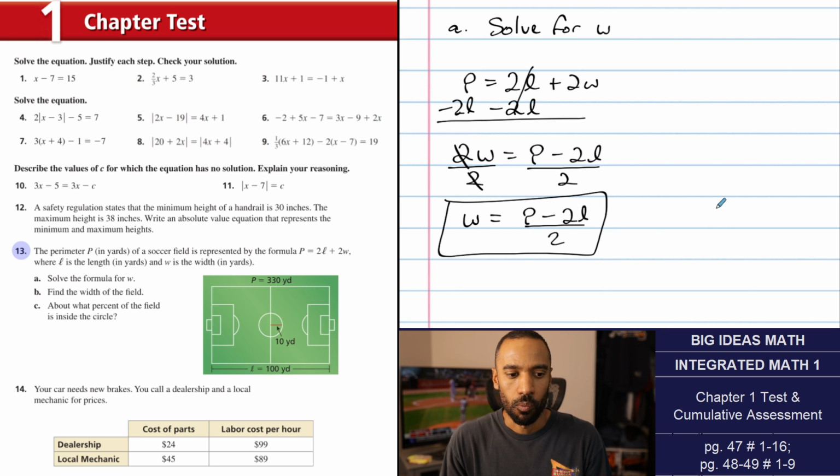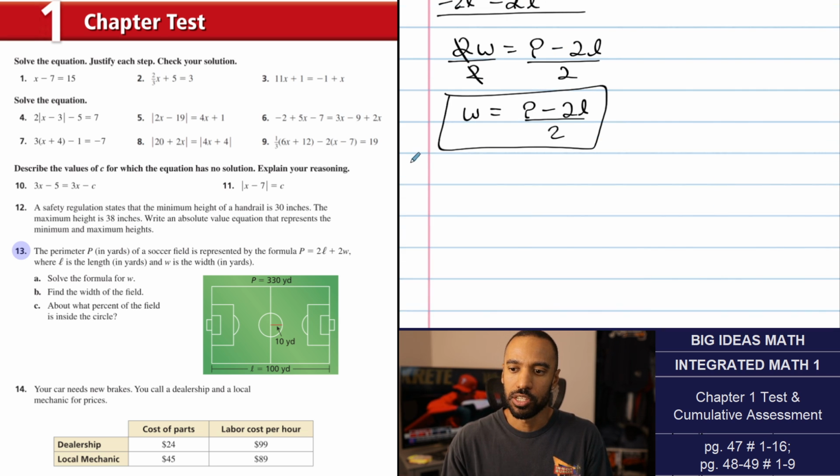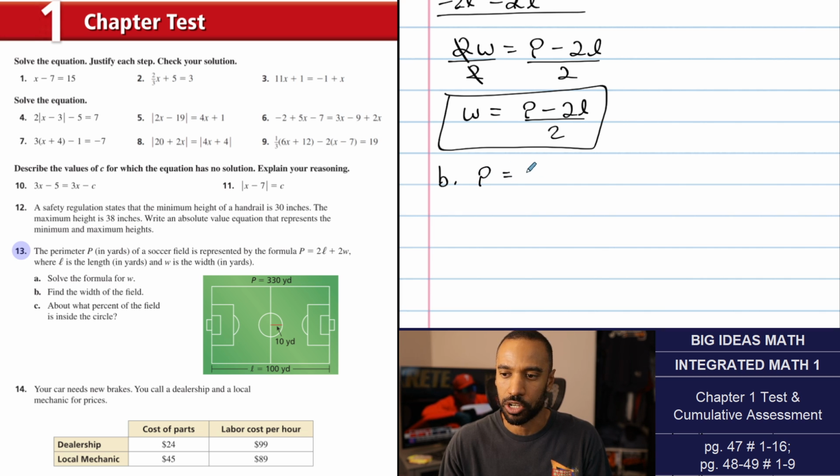Part B says find the width of the field. Now, this is where we are going to do our substitution. You can see the perimeter. I don't know if you can see it, actually. This says 330 yards, and it says the length is 100 yards. So we are going to do a substitution.